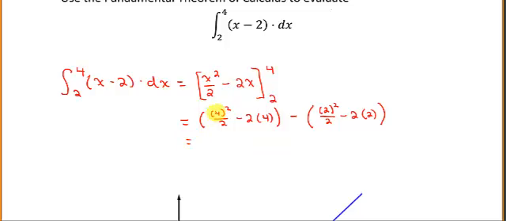All right, so 4 squared is 16, divided by 2 is 8. So we'll have 8 minus 8, that's 0. And this will be 2 squared, 4, divided by 2 is 2, minus 4, 2 times 2. And so this is going to be 0 minus 2 minus 4, which is negative 2, and that would be 2. All right. So the value of this definite integral is 2.